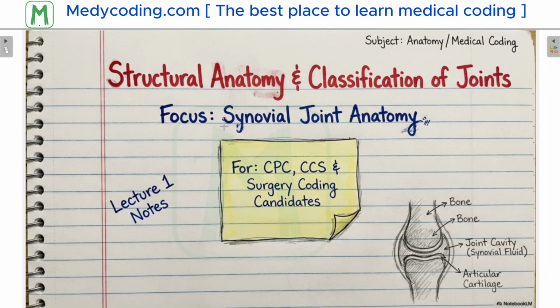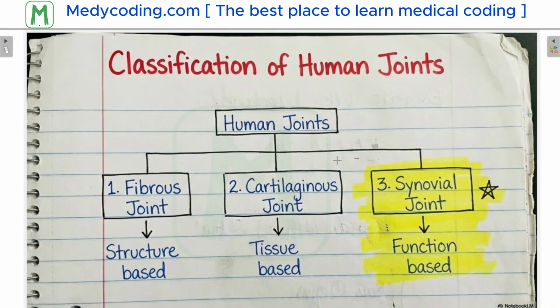So today we are going to learn about the synovial joint, and this is a very important topic for the medical coder. This topic is helpful for CPC or CCS candidates and most important for surgery coders. Other than synovial joint, there are two other types of joint based on tissue or structure. Those are fibrous joint and cartilaginous joint.